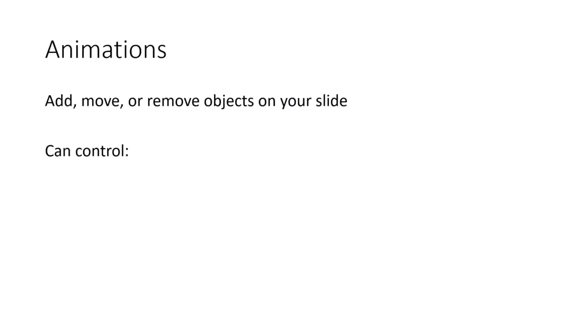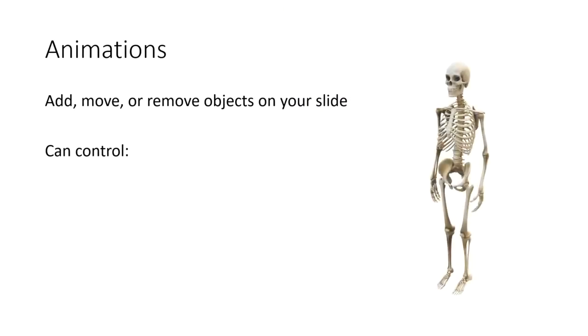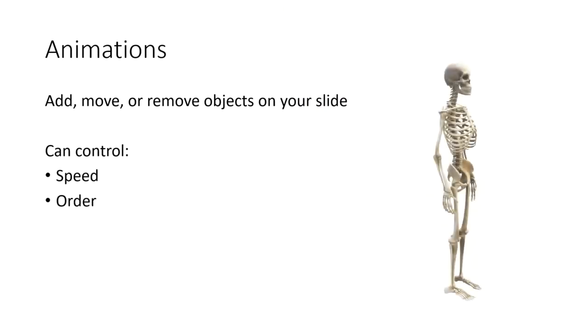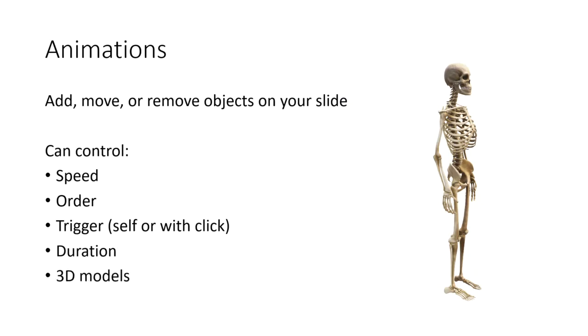On the other hand, animations allow you to add, move, or remove objects on your slide. So you can control different things from that. You can control the speed. You can control the order that they're going to be shown in. And then you can also create a trigger. So you can either have them self-triggered, so it's going to do it itself, or trigger it with a click. And you can also control the duration of how long it's on the screen.